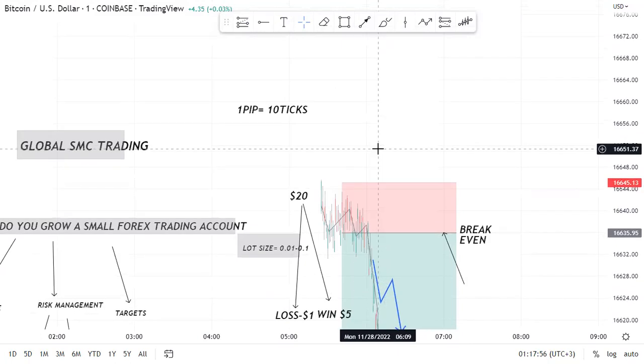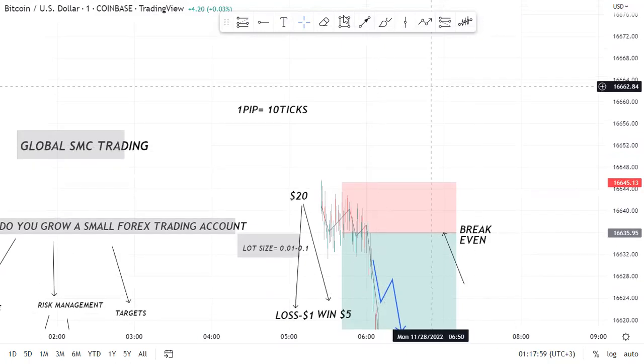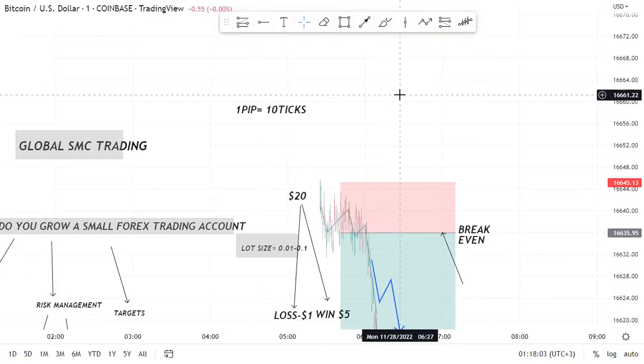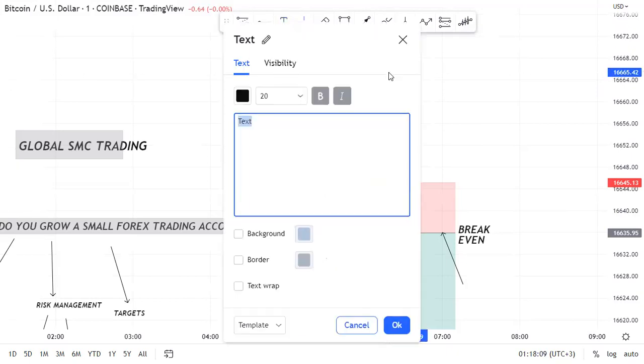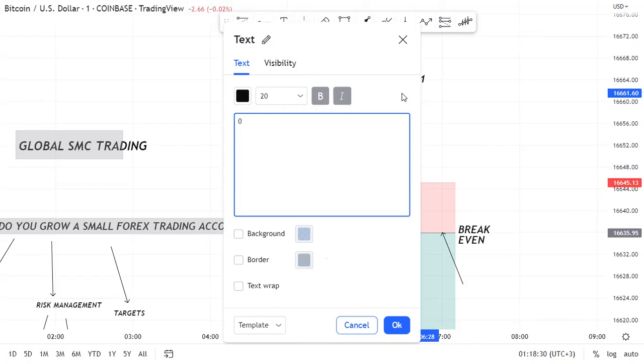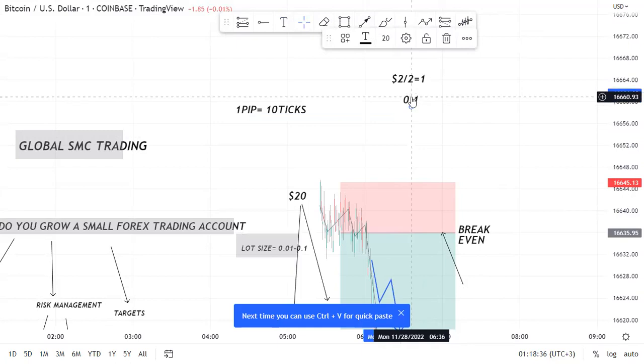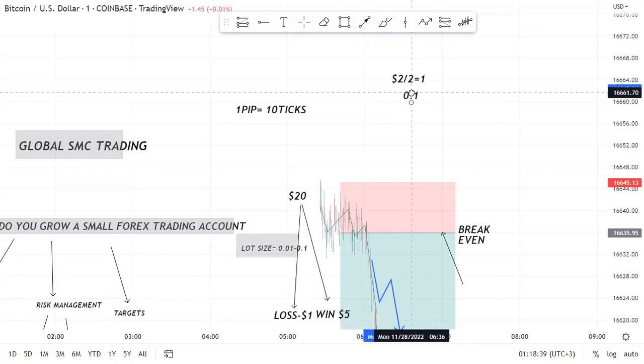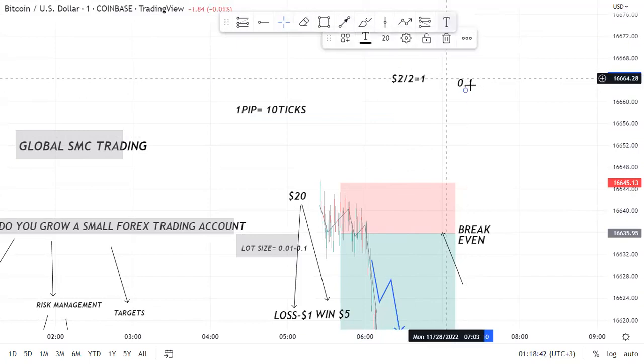So for you to know which lot size you're supposed to be using, let's say you want to risk 2 pips, you want to risk like $2. You just say $2 divided by 2, and you get 1. Then after getting the 1, you move your number by 1 decimal place, which is 0.1. So when you want to risk $2 per trade, if you are using a 1 pip stop loss, you're supposed to use 0.1 lot size.